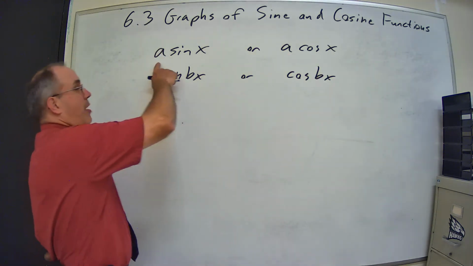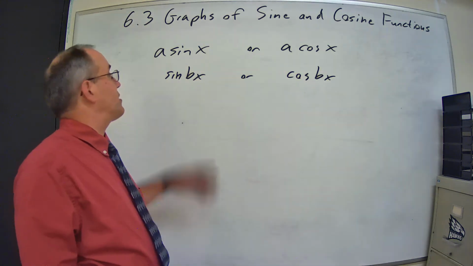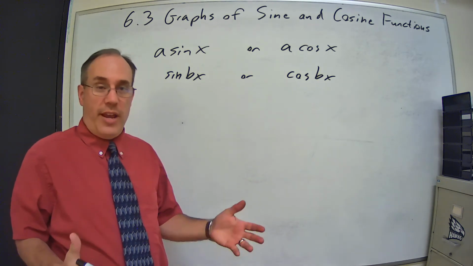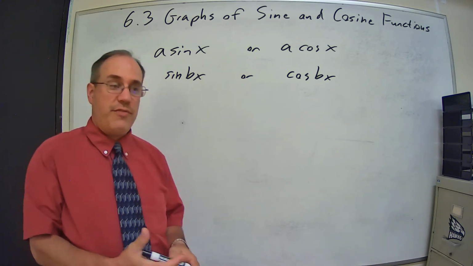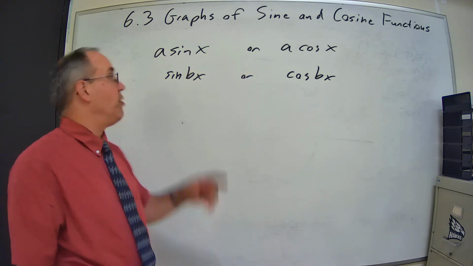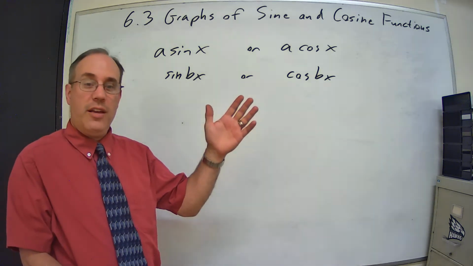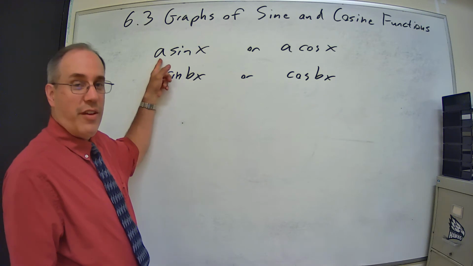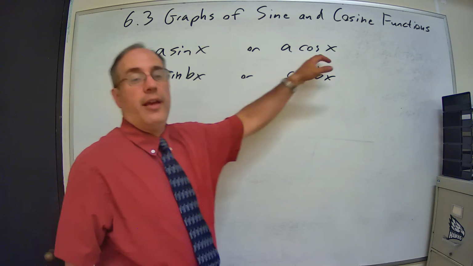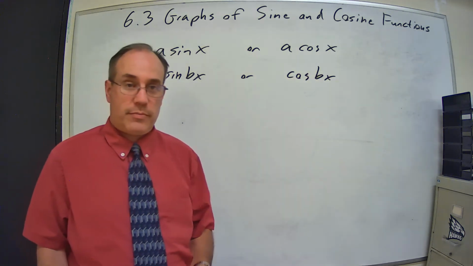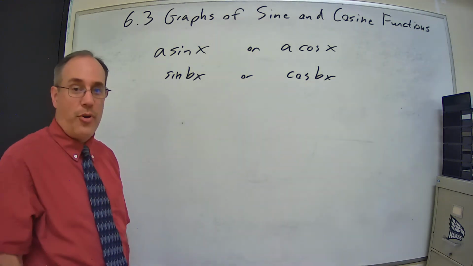The nice thing about dealing with this vertical stretch or shrink is, since cosine and sine have a range from -1 to +1, this a just gives you your new amplitudes. So if a is equal to 3, then it's going to go from -3 to +3. If a is equal to 1/2, then it's going to go from -1/2 to +1/2. So that makes this one really easy to deal with. This one is the one that takes a little bit more effort, but not a lot more effort.